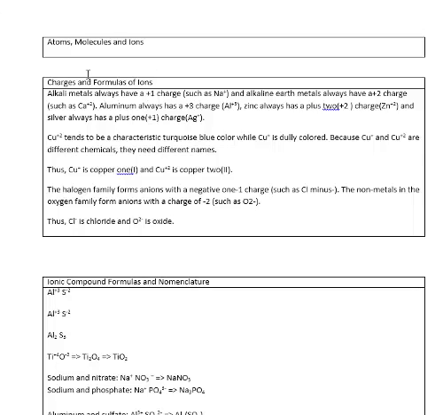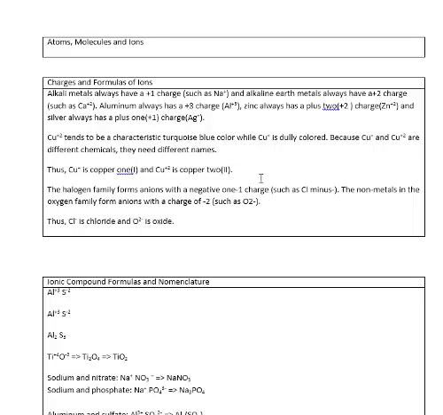Atoms, molecules, and ions. Charges and formulas of ions. Alkali metals have a +1 charge, such as Na+, and alkaline earth metals always have a +2 charge, such as Ca+2. Aluminum always has a +3 charge, Al+3. Zinc always has a +2 charge, Zn+2. And silver always has a +1 charge, Ag+1.